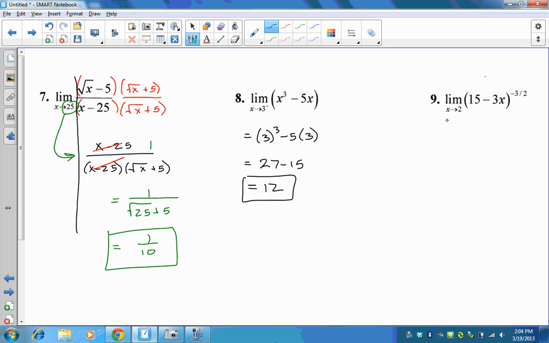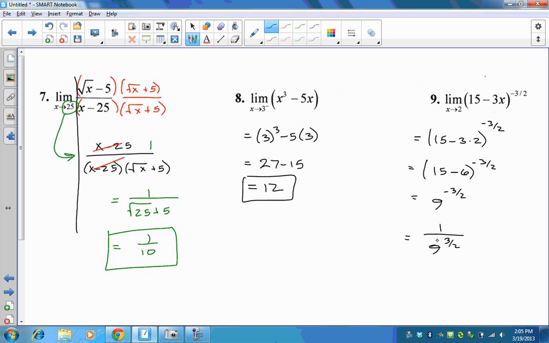Number 9, same thing. I'm going to start by plugging in. If I plug in 2, you get 15 minus 3 times 2, all to the negative 3 halves. And this is going to work out. It's going to be a little bit tricky, but it's 15 minus 6 to the negative 3 halves. 15 minus 6 is 9 to the negative 3 halves. And let's see. If it's a negative exponent, you can write that as 1 over 9 to the positive 3 halves. Make that exponent positive.